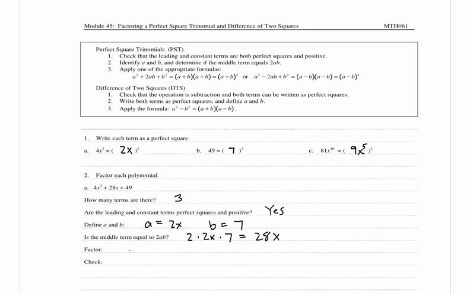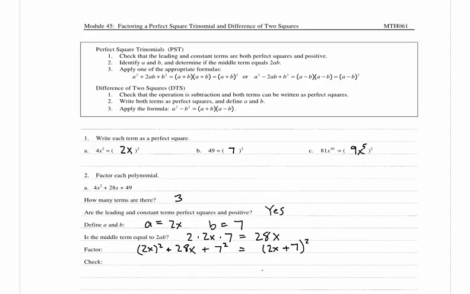And now they want us to factor. So we could write 4x squared plus 28x plus 49 as 2x squared plus 28x plus 7 squared. And this is equal to 2x plus 7 squared. So we have a perfect square trinomial.